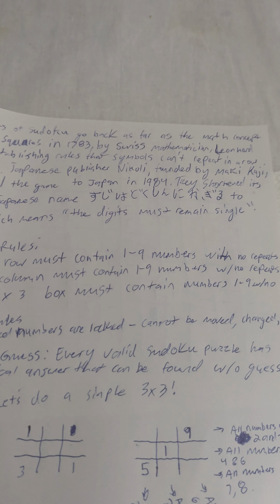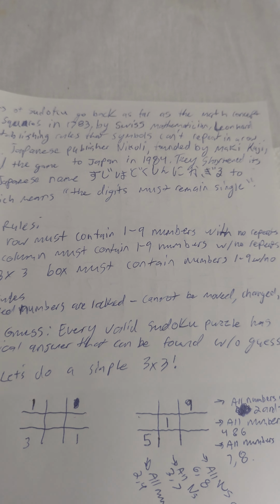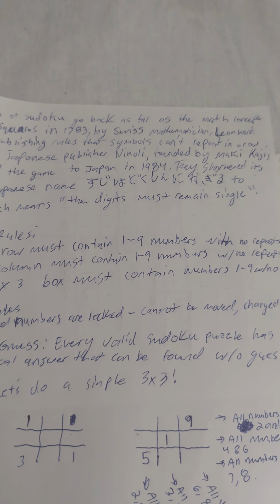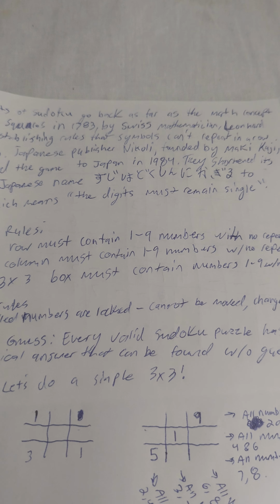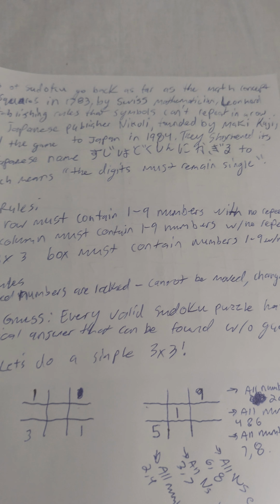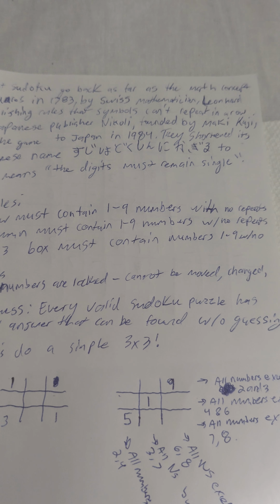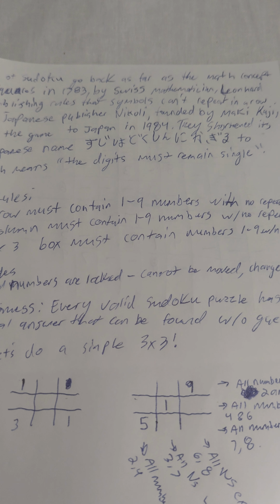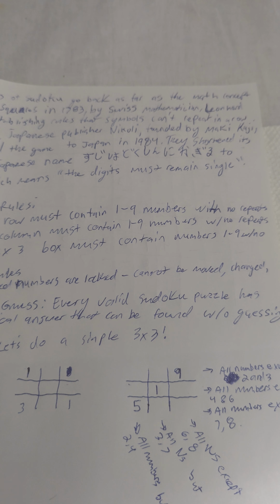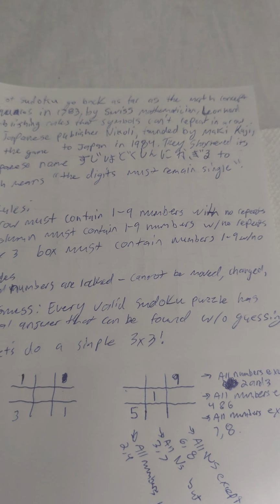Each row must contain the numbers 1 through 9 with no repeats. Each column must contain the numbers 1 through 9 with no repeats. And each 3 by 3 box must contain the numbers 1 through 9 with no repeats. Some additional rules are that pre-filled numbers are locked. They cannot be moved, changed, or deleted. And do not guess. Every valid Sudoku puzzle has a single logical answer that can be found without guessing.